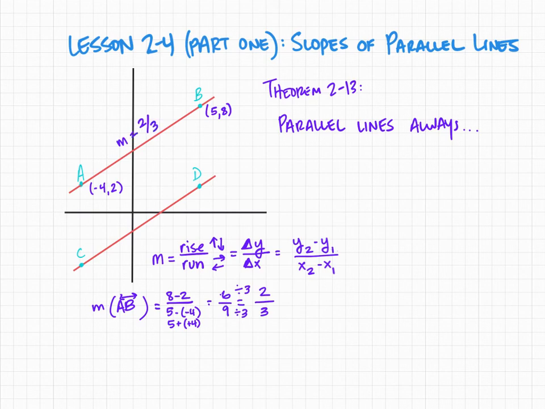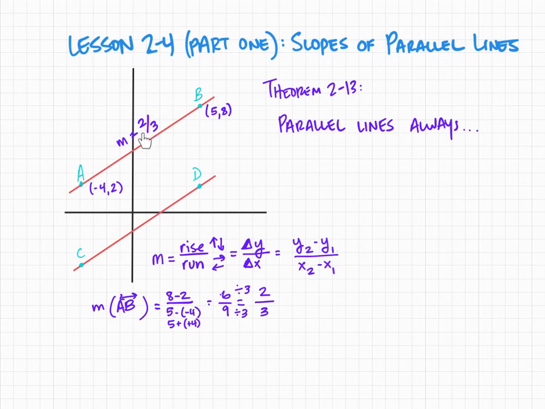Every time I go 2 units up, I go 3 units over, and I'm still on the line. 2 units up, 3 units over, 2 units up, 3 units over. Every time I do that movement from one point, I'm going to get back to the line. It has a slope of 2 over 3.